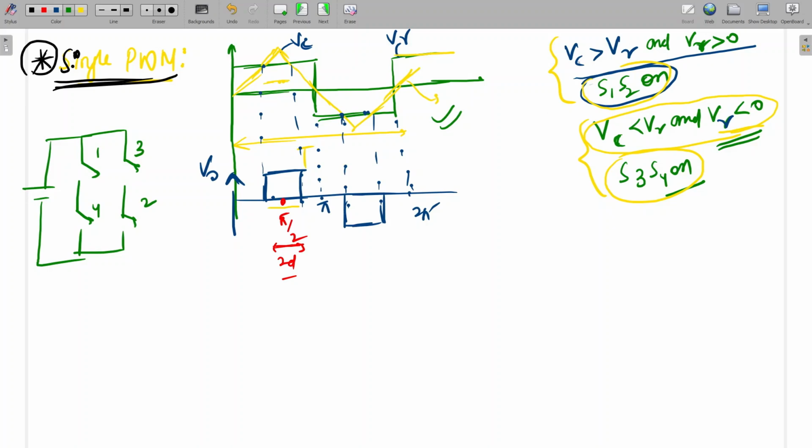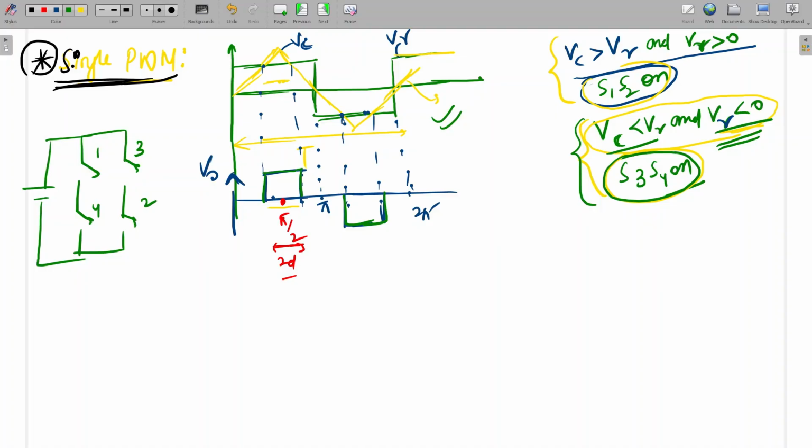If the carrier is greater than the reference and the reference is greater than 0, then S1 equals 1 and S2 equals 1. Like that, you can write the code. Similarly, we can write for the other one also. If these two conditions are satisfied, then we give high to this one, else it will be 0. We can apply an if-else condition, and with these two signals we can generate this kind of PWM signal.